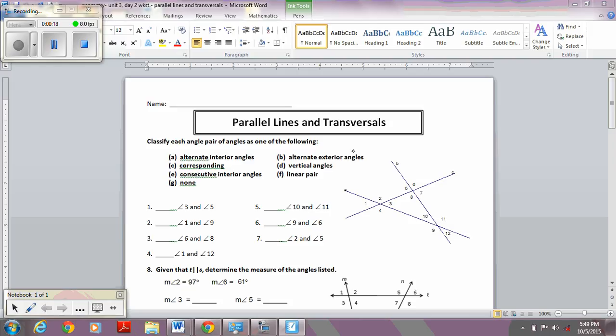So for angle 3 and angle 5, the transversal would be line C because they tie 5 and 3 together. Since both 3 and 5 are between A and B, they are interior angles. And since they are on the opposite sides of C, they're alternate interior. So that would be choice A.